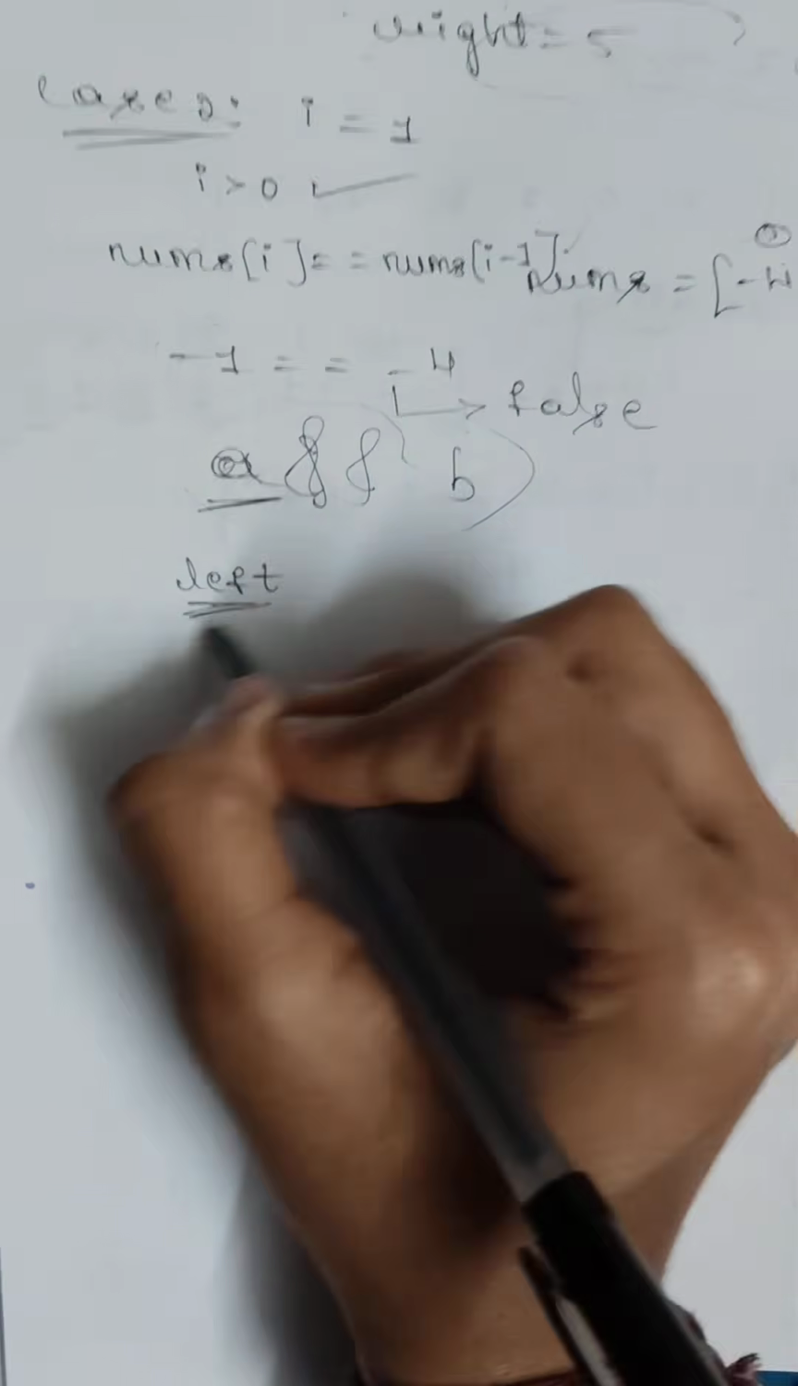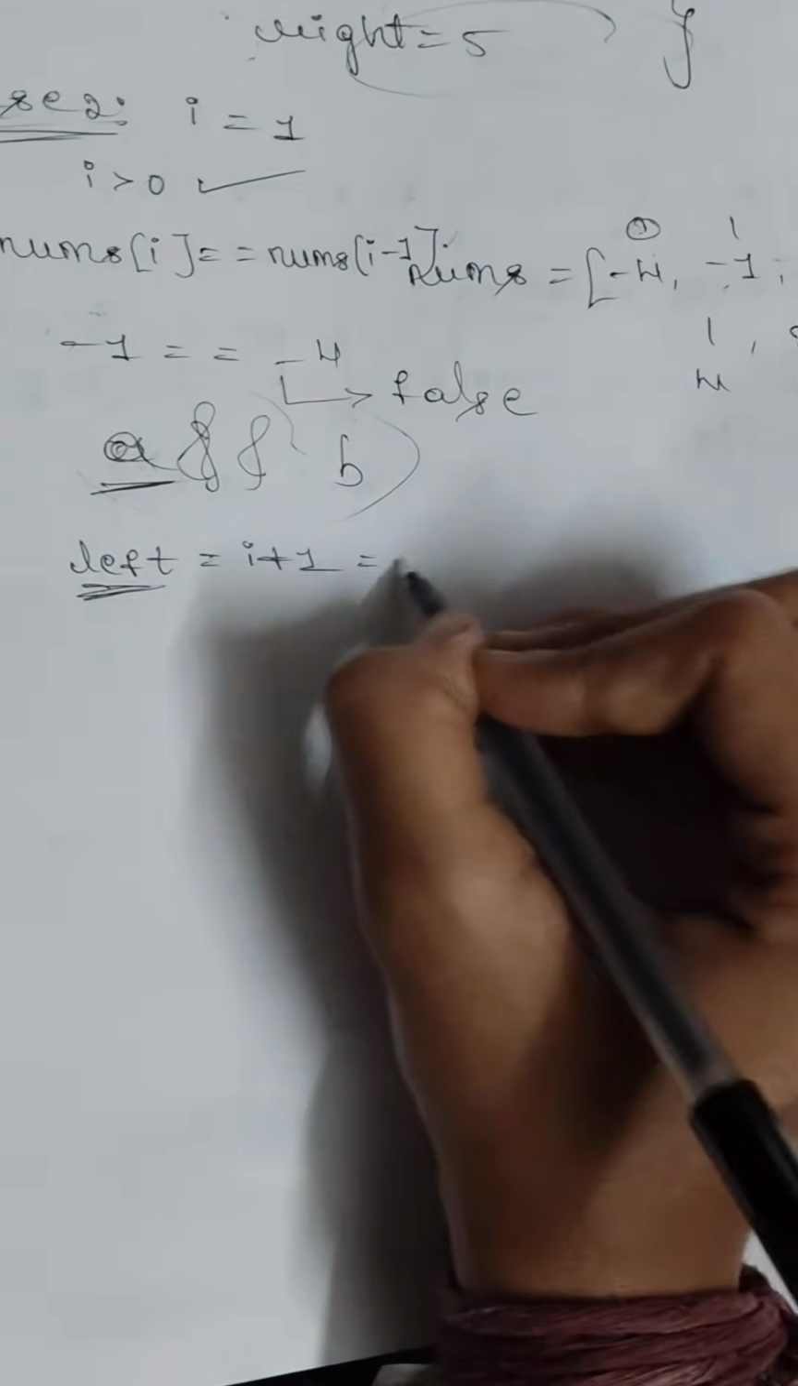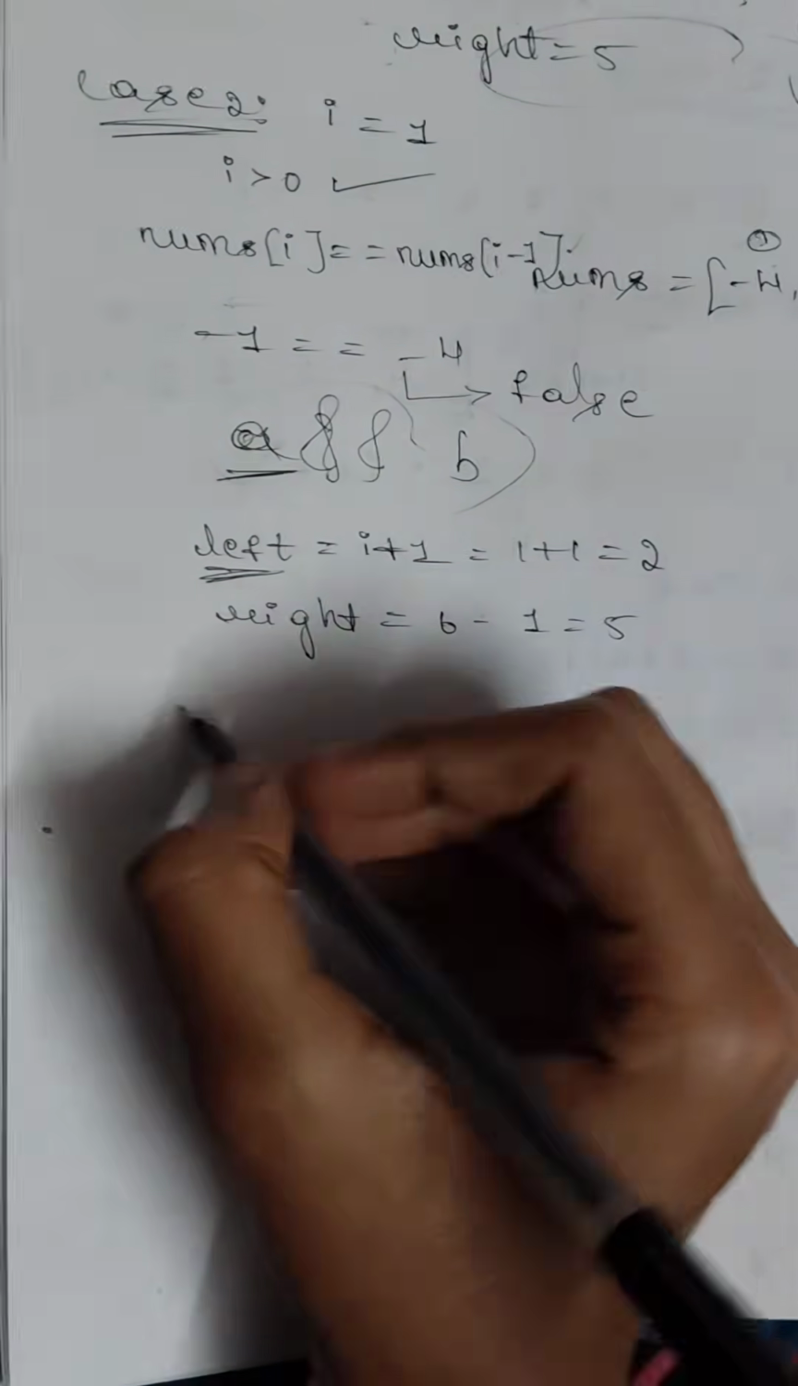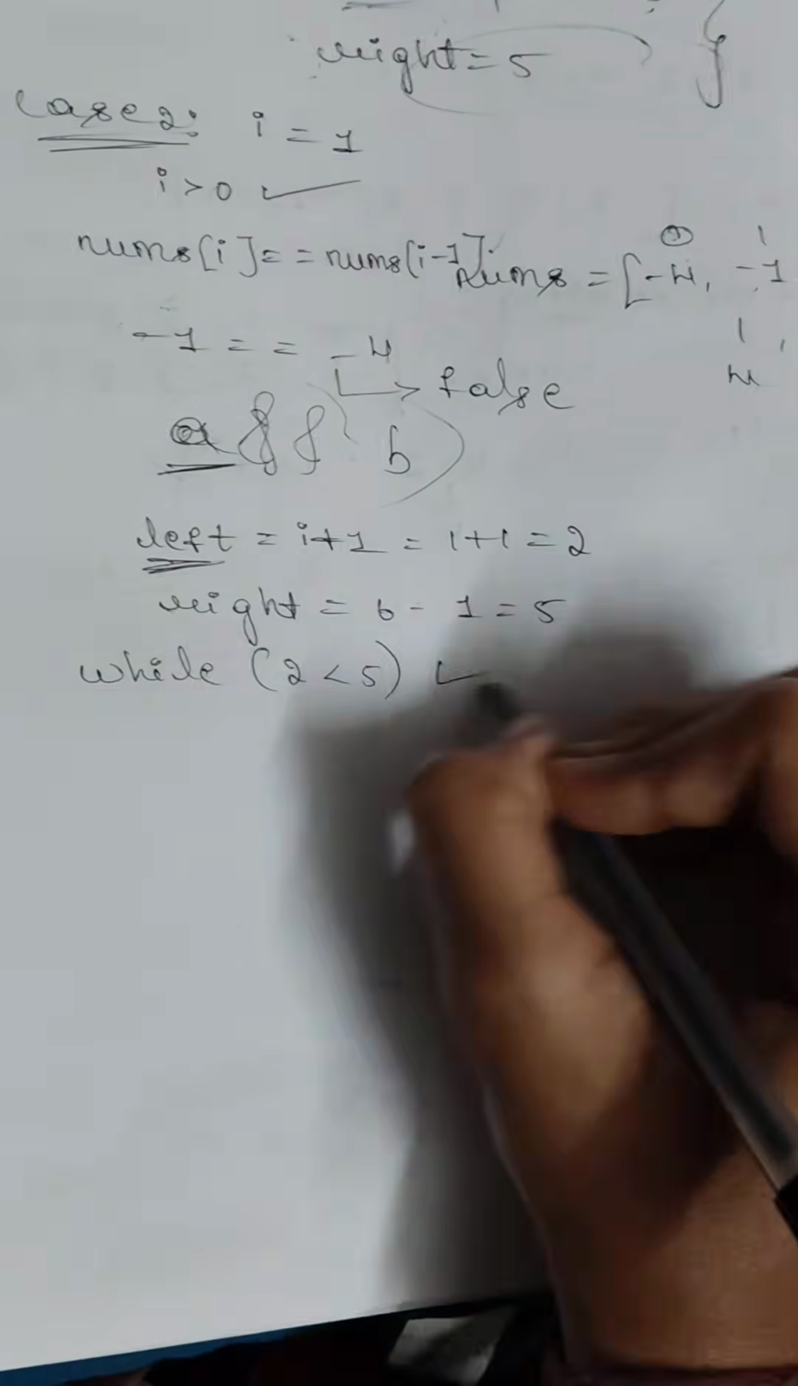First I have to assign the value for left. Left will be equal to i plus 1, which is equal to 1 plus 1, which is equal to 2, and right will be equal to nums length, that is 6 minus 1, which is equal to 5. So I have to enter the while loop. Clearly 2 is less than 5. Yes, I'm able to enter the loop.